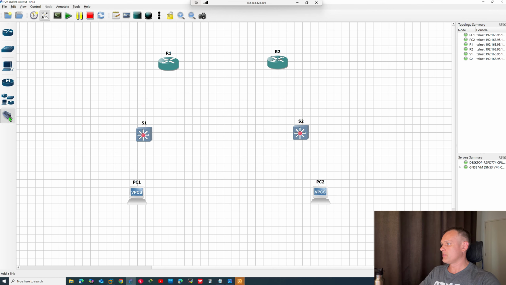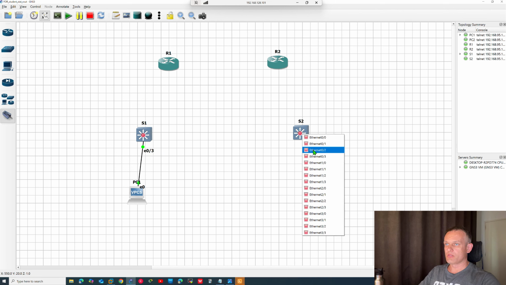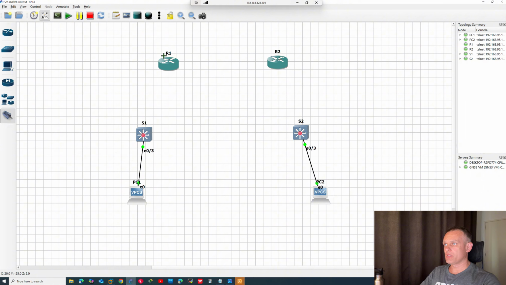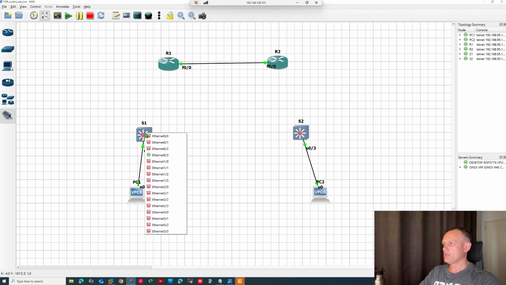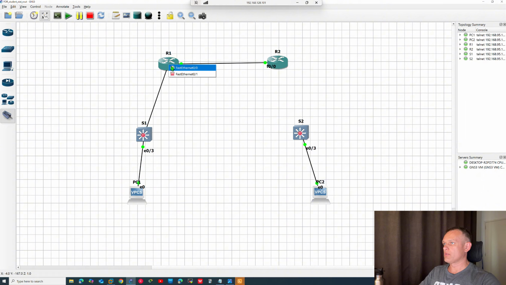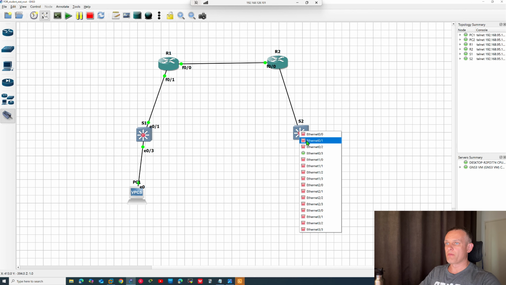Then I'm going to connect them. Ethernet 1 to Ethernet 3 and to Ethernet 3, it doesn't matter. Then between the routers I'm going to use 0/0, how it was also in the scheme, and here F1 and F1.